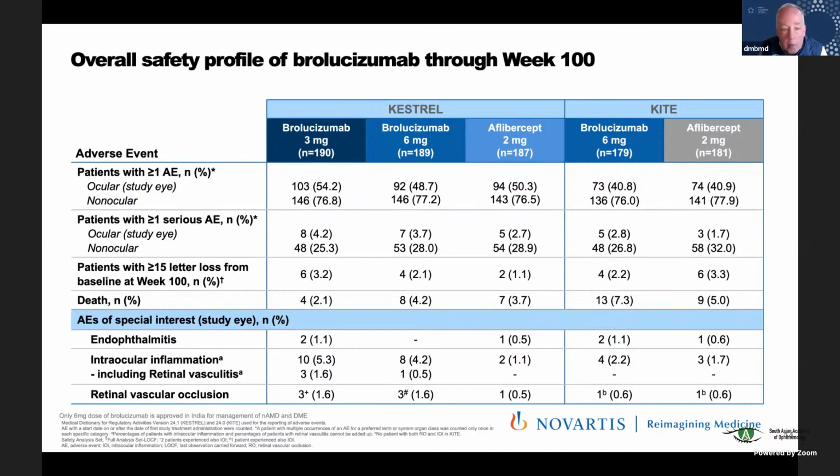Here you see the number of patients with adverse events. And there was some endophthalmitis, that's from getting a needle in the eye. Intraocular inflammation, approximately 1 to 2% with aflibercept. Really about the same in Kite at 2.2%, saw a little more in Kestrel with an incidence of about 4.2 to 5.3%.